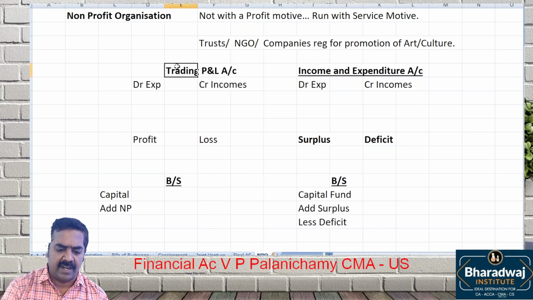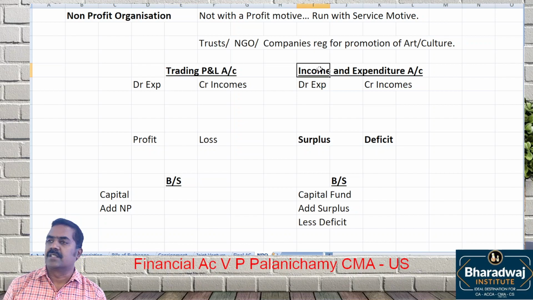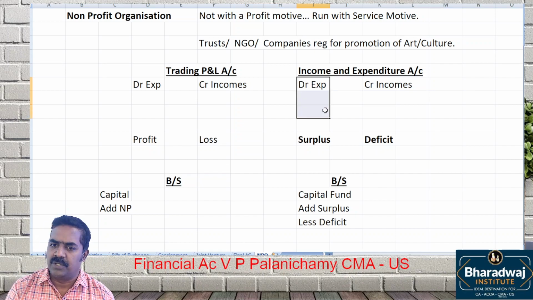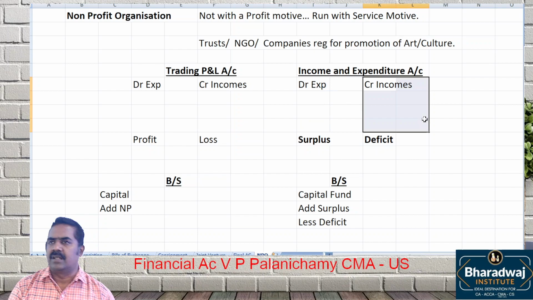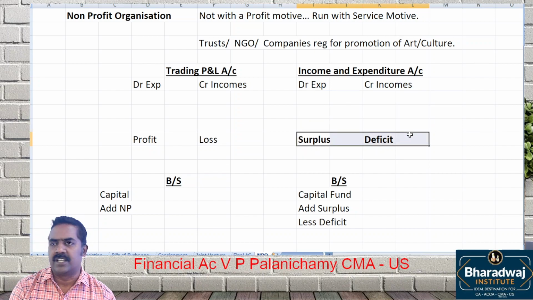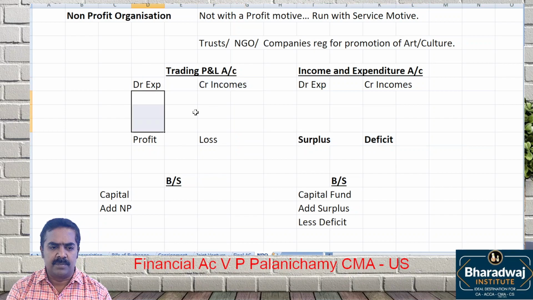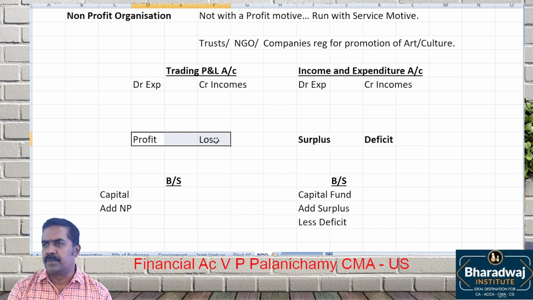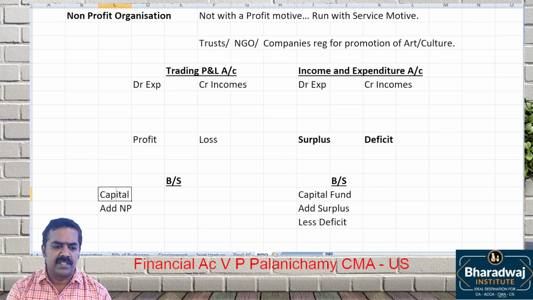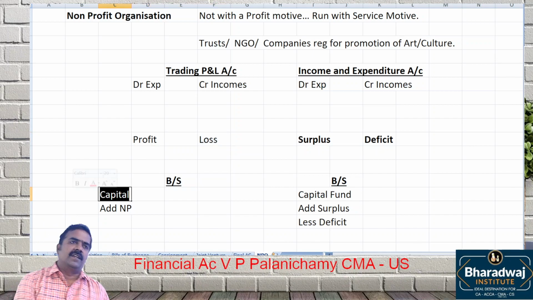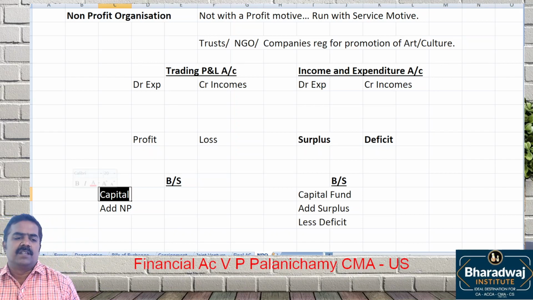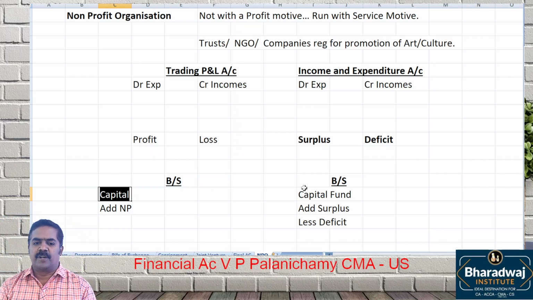Here it is called as trading P&L account. For the others, it is called as what? Income and expenditure account. What will you do in expenses? Rent, salary, depreciation, you will debit. Any income, interest, dividend, rent, etc., you will credit and find out which one? Surplus or deficit. In case of trading organizations, they also record incomes and expenses and they find out what? Profit or loss. Balance sheet difference is capital belongs to a person. So add which one? Net profit.